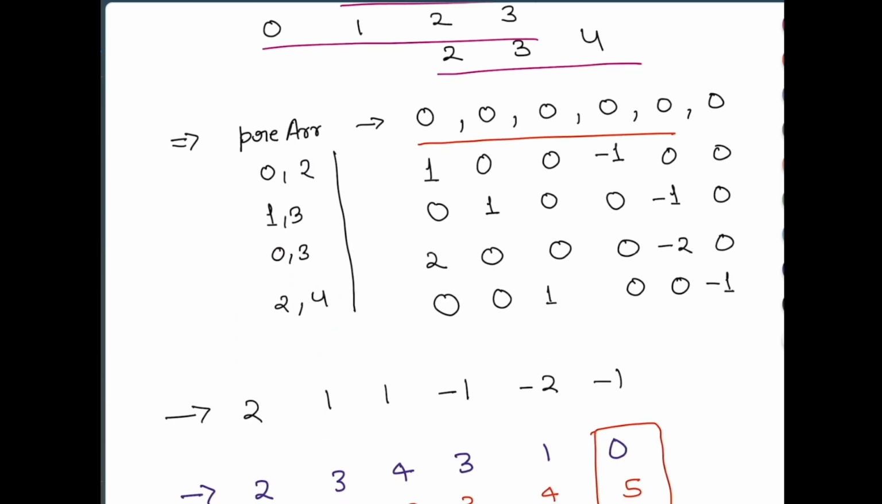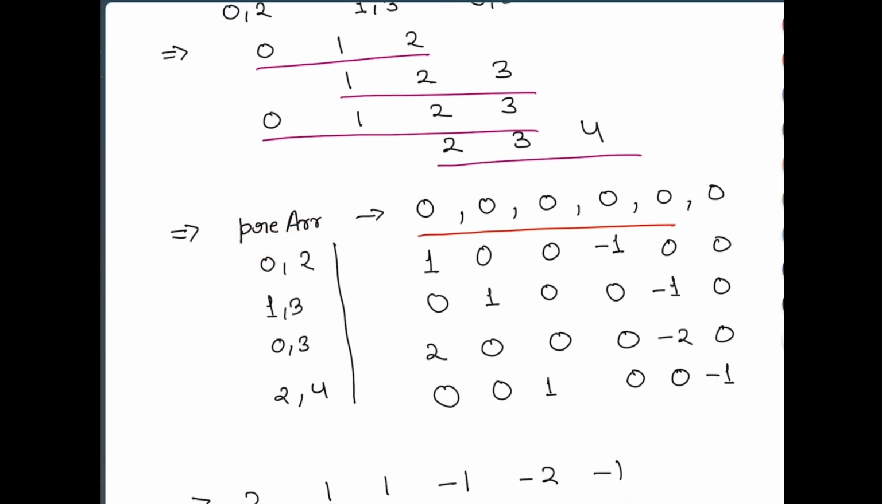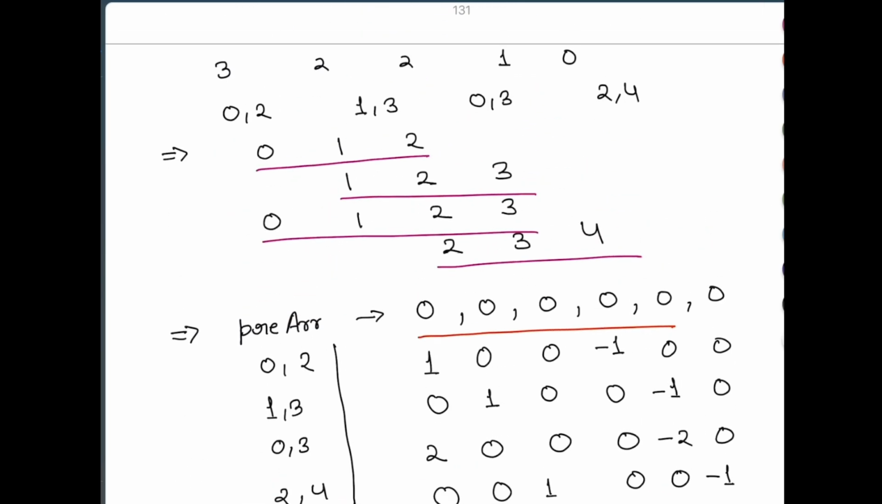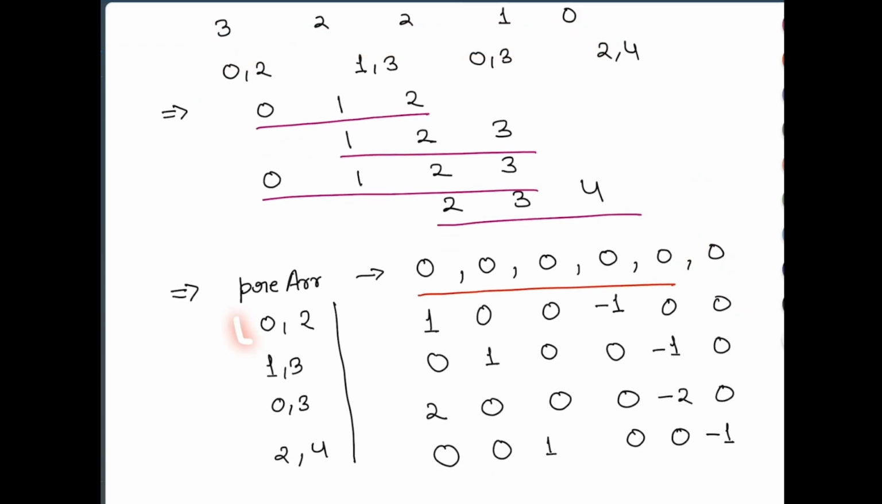What we are going to do is process each of the queries once. This is pre-ARR, and the elements in pre-ARR will be 0, 0, 0, 0, 0, 0. How many zeros? It will be one more than the number of elements we have in our array, and I will tell you why we need this one extra space. When we talk about this 0 to 2, at the starting index, index 0, pre-ARR will be 1.